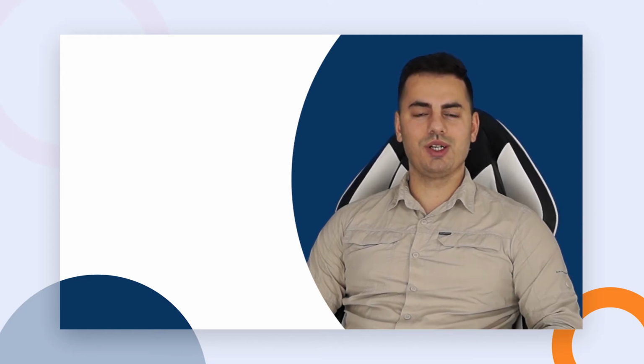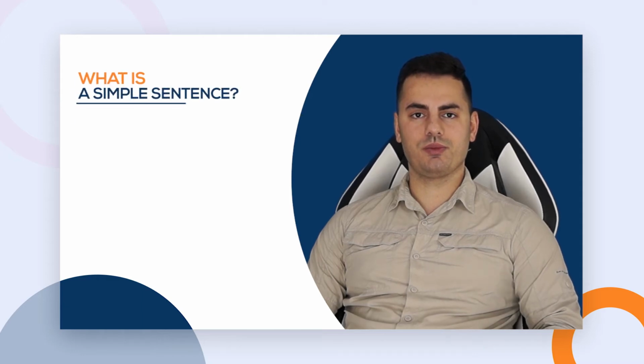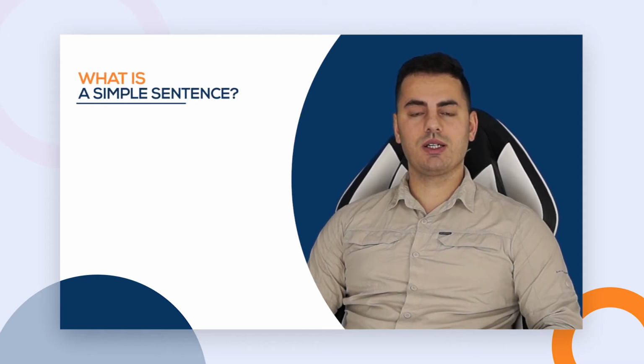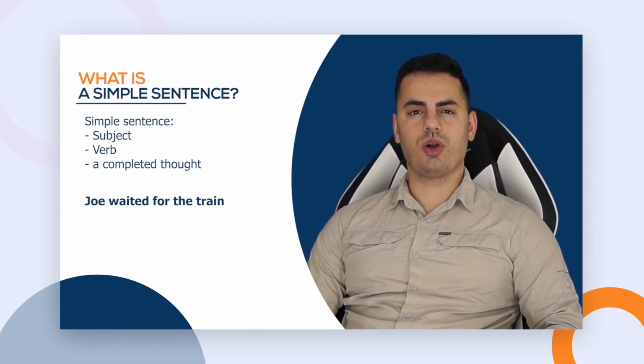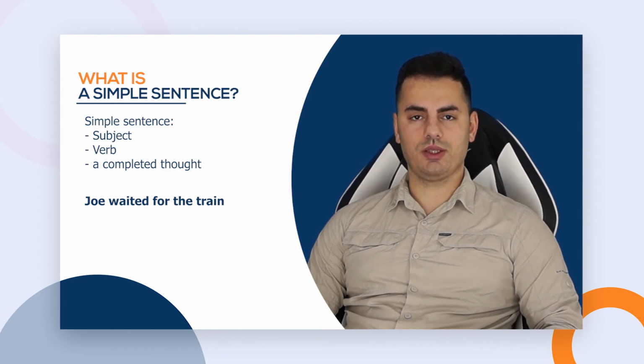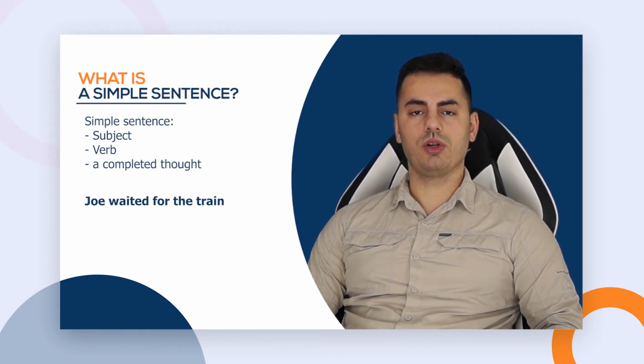To do so, we need to go back to the simple sentence. What is a simple sentence? A simple sentence has got the basic elements such as verb and subject and a completed thought. Something similar to this. Joe waited for the train. So I've got the verb waited and the subject Joe. And there's a completed thought, like I know there's a guy whose name is Joe waited for a train.